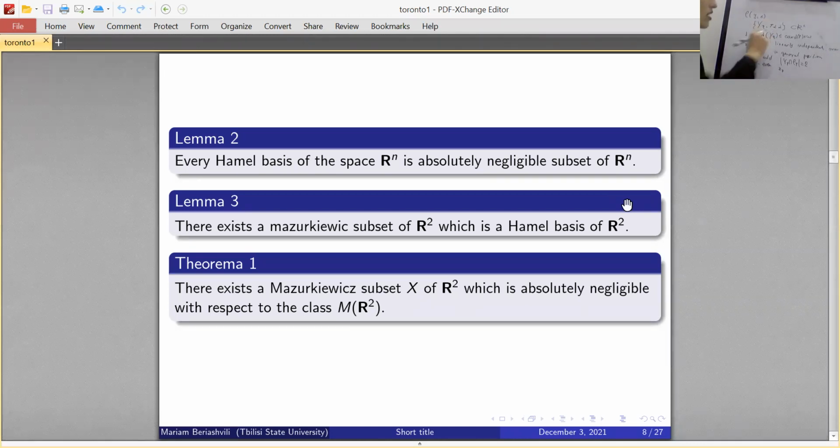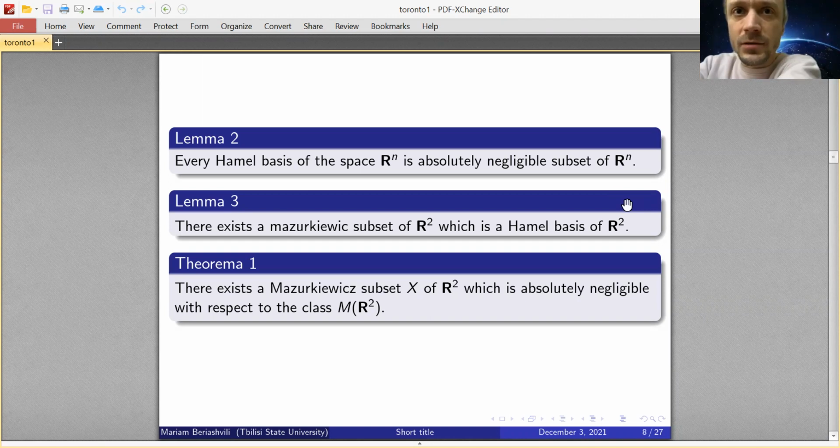such alpha sequences give me a set which will be simultaneously a Mazurkiewicz set and a Hamel basis. I think I have time, or how much time do I have for my talk? It will be okay if I prove this to the end, I think so. Yes. Okay. You've used less than 15 minutes so far. So okay. Perfect.